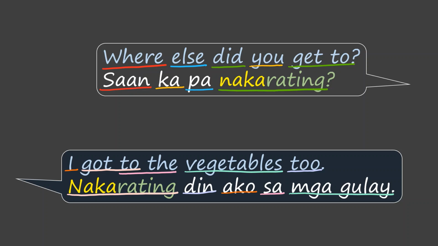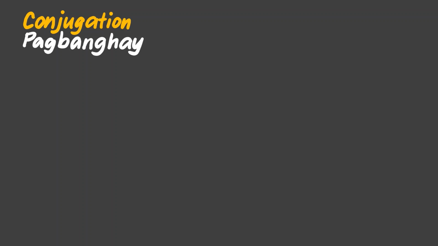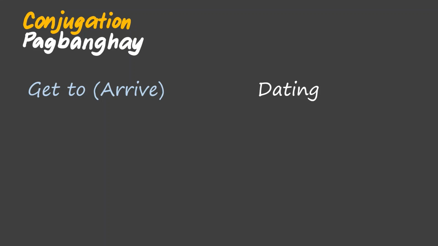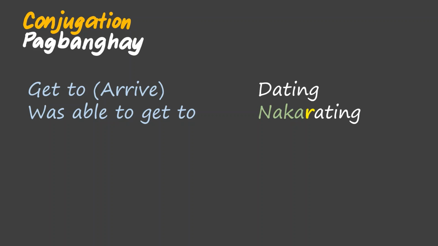So aside from being another verb that expresses what you're able to do or what you've accomplished, there is more to learn about the word nakarating. So let us look at the phrase get to or arrive at, and the root word is dating. To say was able to get to or were able to get to, we say nakarating.